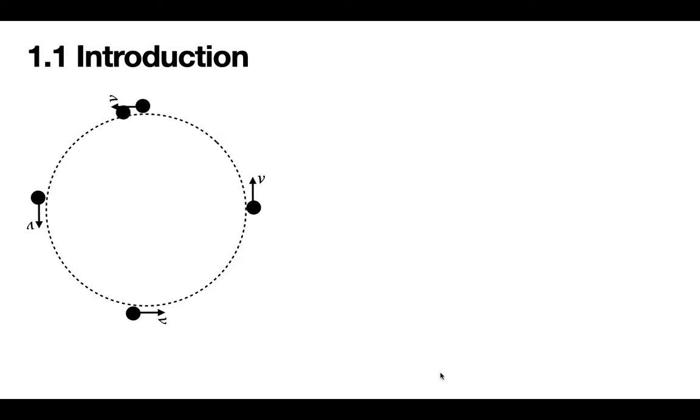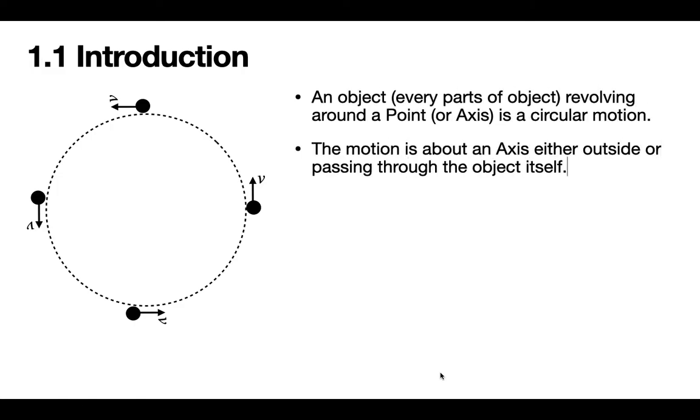Let me first explain what a circular motion is. You are very familiar with it: the tire rotates, the wheel rotates, any rotating object you have seen is a circular motion. So an object, or every part of an object, revolving around a point or an axis is a circular motion. The motion is about an axis either outside or passing through the object itself.